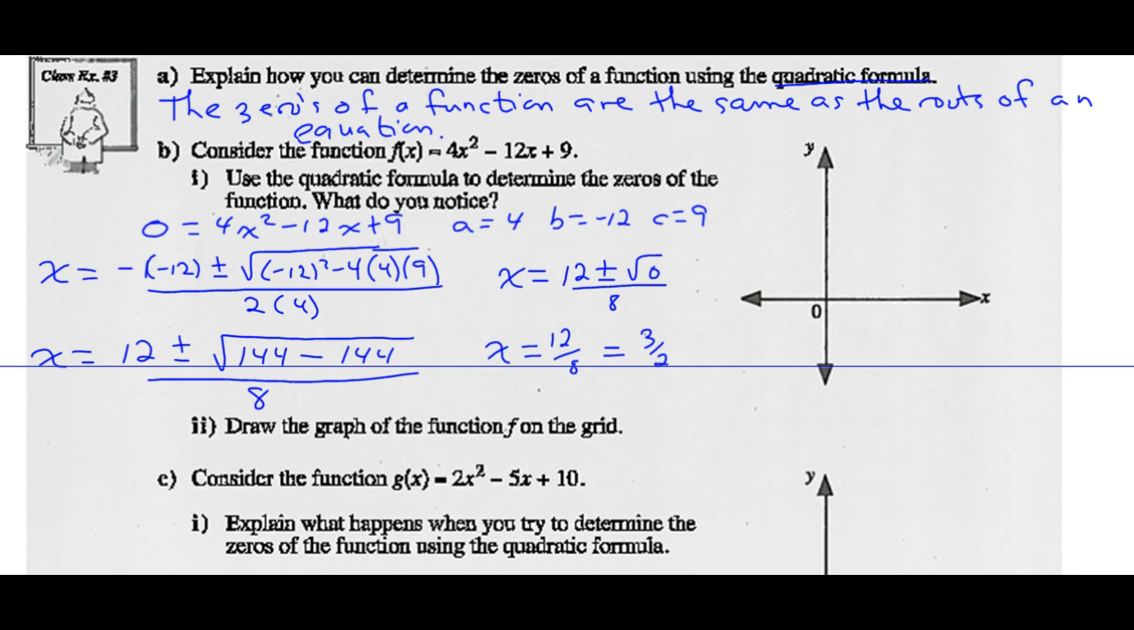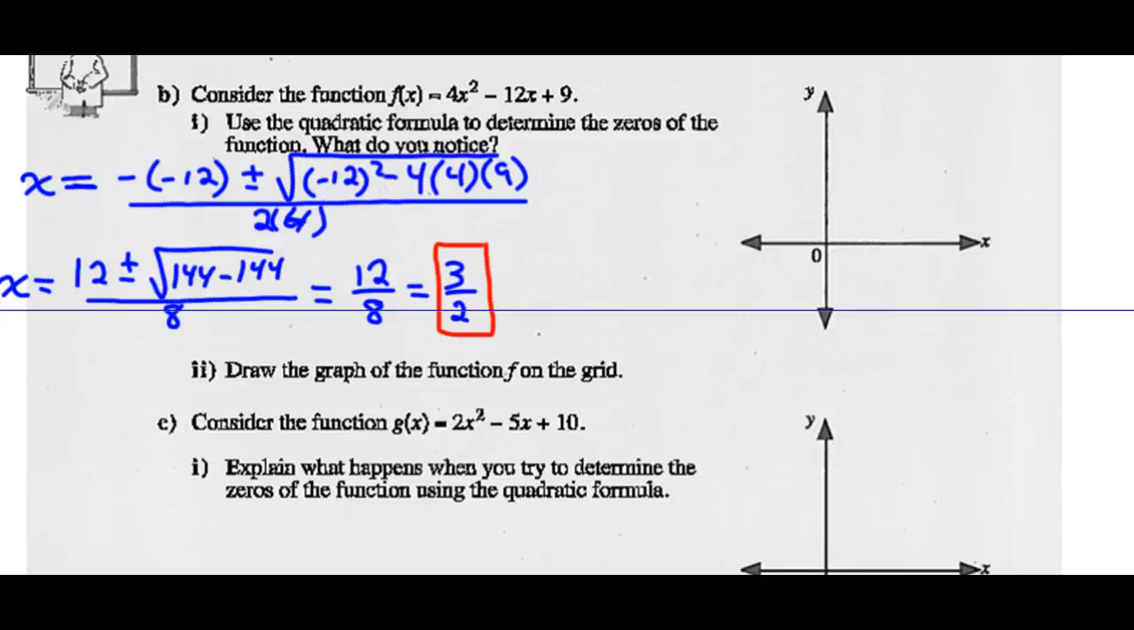So what do we notice? We notice that the solution to this quadratic equation is x equals 3/2. There's only one solution for x. That means when I graph the function, it's only going to have one x-intercept at 1.5. It's going to come down and touch the x-axis exactly at 1.5. It's going to cross the y-axis at 9. The y-intercept is 9. So there's the graph of the function f of x. When the radical becomes 0, we've got two solutions that happen to be the same, 3/2.